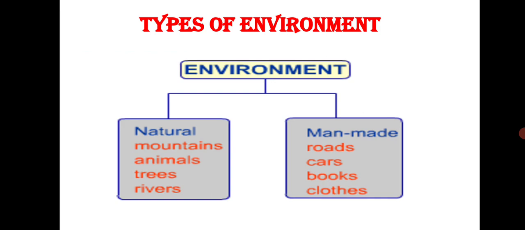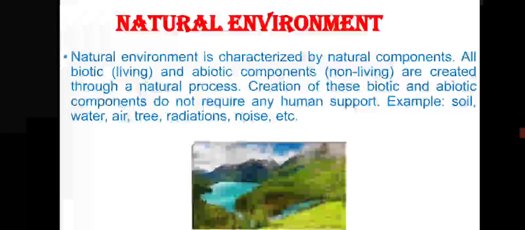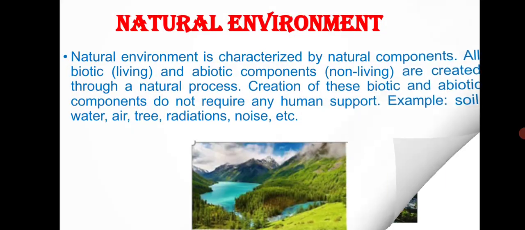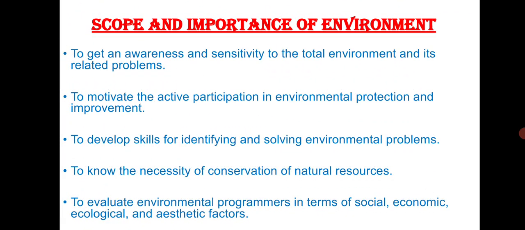We know that man is the most powerful environmental agent. In order to fulfill his needs, he can modify the environment, like construction of buildings, railway lines, parks, etc. Then the scope and importance of environment.